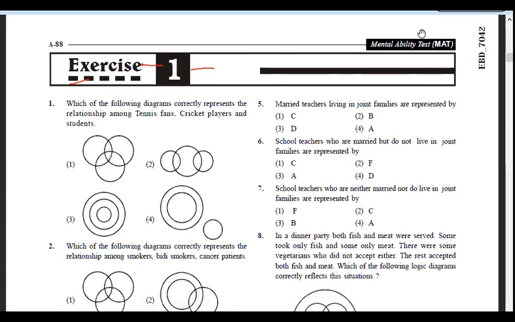So everyone is saying lots of answers. See, tennis fan, cricket players, and students. A student can be a tennis fan, a student can be a cricket player. So obviously this kind of question is tricky, and you have to opt for the best option. Now, when we talk about cricket players, it is a professional cricket player. Can a professional cricket player be a student? Tell me yes or no. Professional cricket player, no.